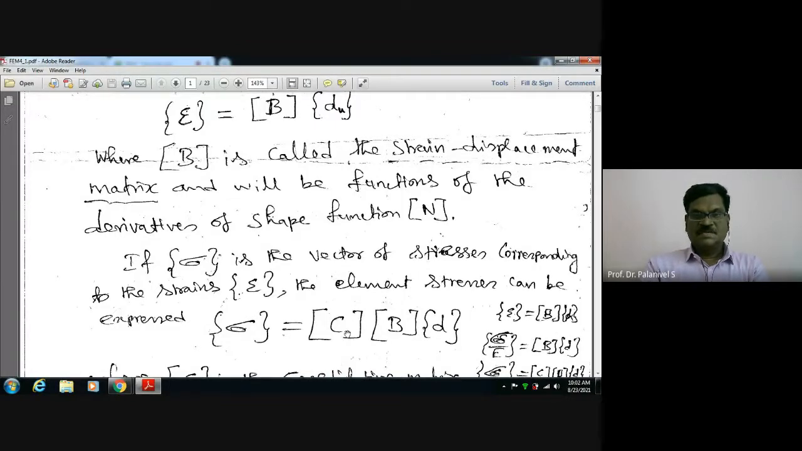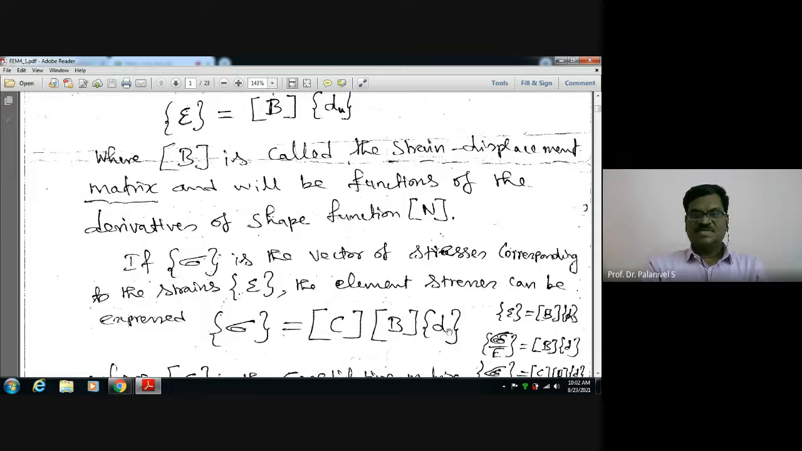So Young's modulus is a constant which gives the relationship between stress and strain. Stress by strain equals Young's modulus, isn't it? So it is a constitutive constant. The elastic constants are called the constitutive matrix. That's why I have used capital C here, into epsilon. Epsilon is B into δ. Sigma equals the elastic constant matrix into epsilon vector. Epsilon vector is nothing but B into δ vector.